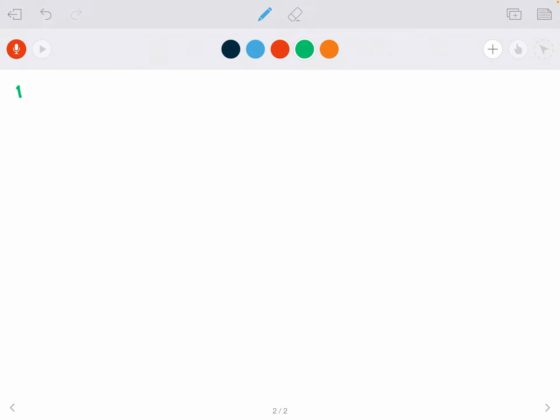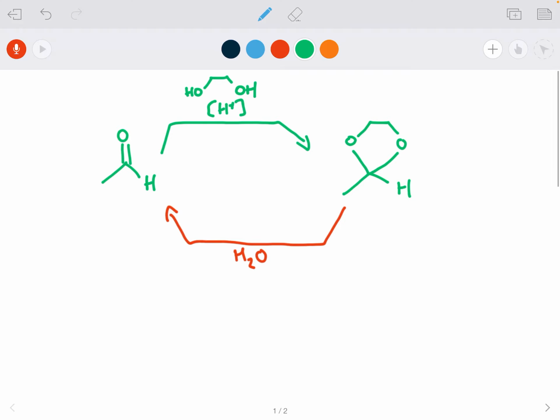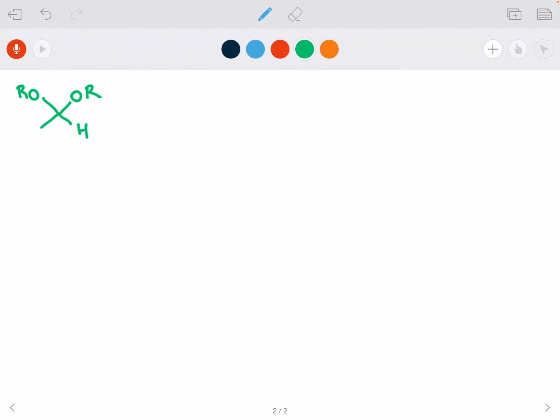So starting with our acetal. Don't be confused by this having the OR and the OR. Remember, we have the cyclic acetal like up here, which is the protecting group, but then the acetal can also just have two oxygens with an R group on each of them too.